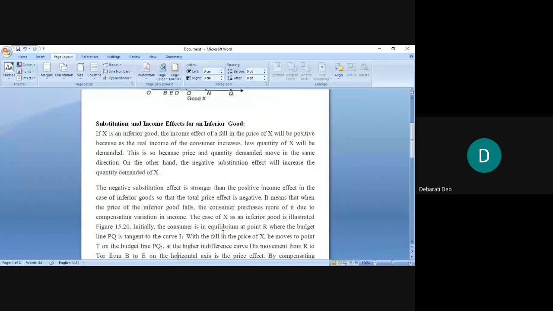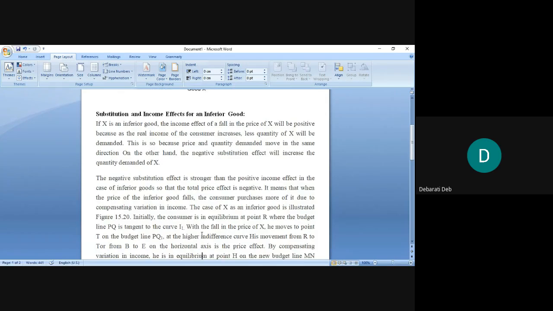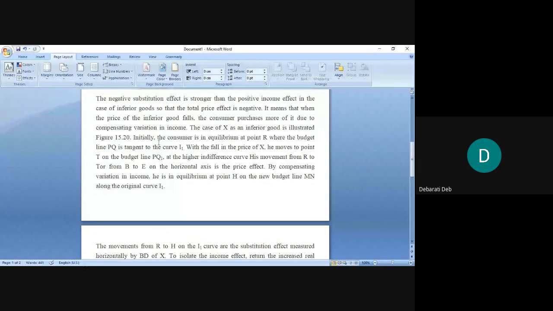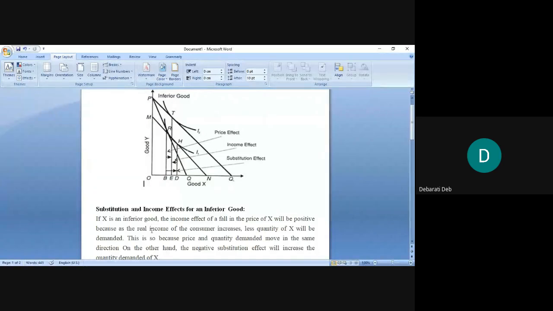Now we will understand these effects with the help of a diagram, and understanding the diagram is very, very important. So in the figure, initially the consumer is in equilibrium at point R with the budget line PQ tangent to the curve I1. This is a similar case to the previous one. We are taking a similar assumption that PQ is the budget line and the consumer is in equilibrium at point R, which is a tangent to the indifference curve I1. Okay, same thing we are drawing.